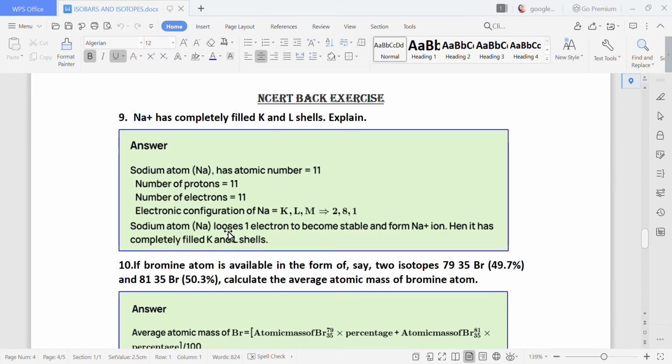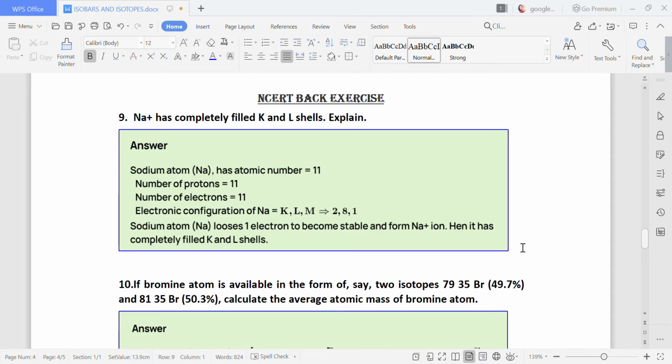Because sodium is losing one electron to get stability, the sodium will now have a plus sign, so it becomes a sodium ion. Hence, please correct it here: hence, it has completely filled K and L shells. Now you can see the sodium ion here. Let me write it for you. Sodium ion, Na plus.